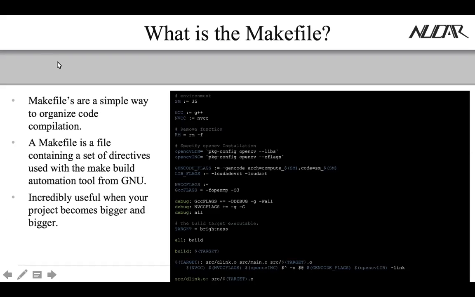A quick question. Yes. So this screenshot on the right is an example of a makefile? Correct. Okay, thank you.